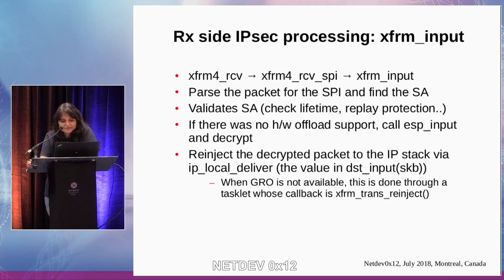After we decrypt, we have a UDP packet. So now when we send this packet back to IP local deliver, the UDP input function will get called and it will get sent up the UDP stack as if it came in the clear. So this is the slow path for IPsec. This is the case without GRO.